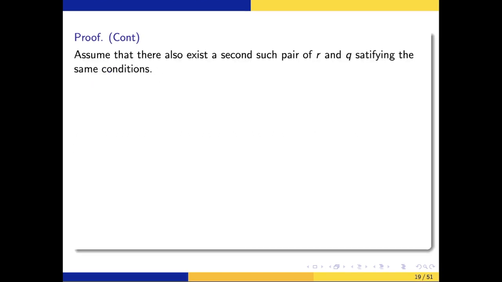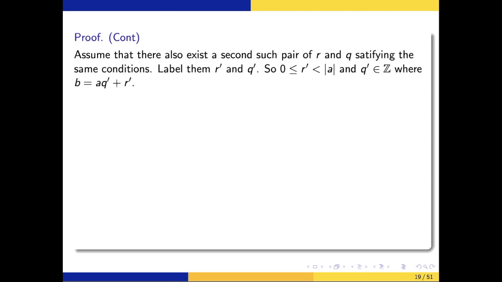Assume that there exists a second pair of r and q satisfying the same conditions. Label them r prime and q prime. So the first condition was that r prime must be non-negative and it must be strictly less than mod a, and q prime is an integer where q prime satisfies the equation b equals a q prime plus r prime. Then we have that b equals a q prime plus r prime, and it also equals a q plus r. Rearranging, this gives that a multiplied by q prime minus q is equal to r minus r prime.